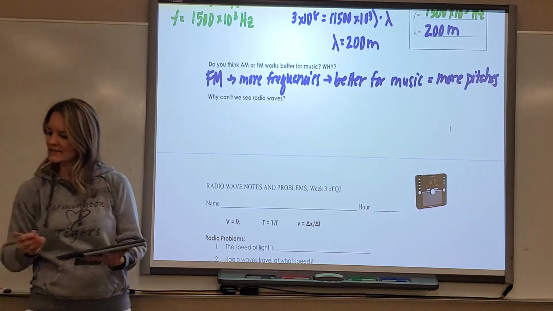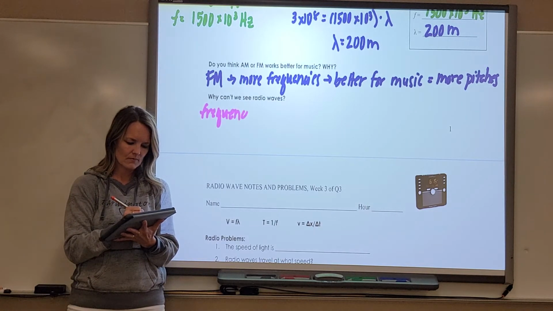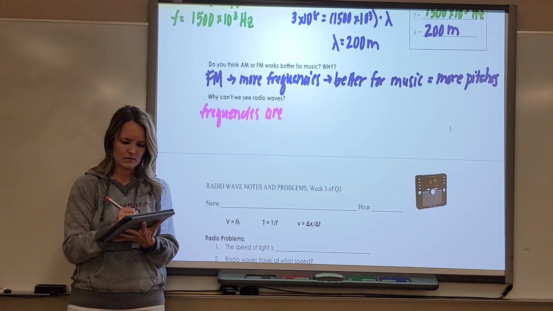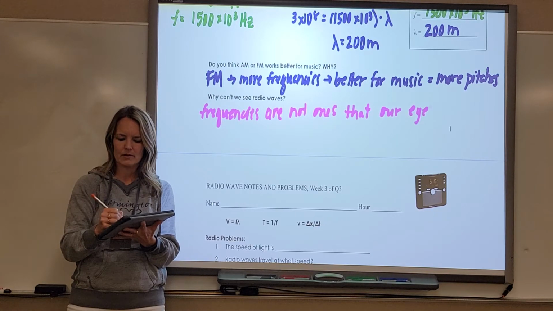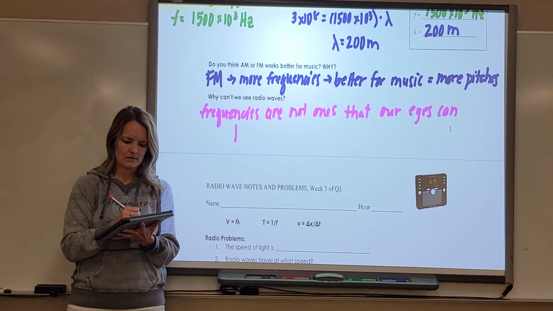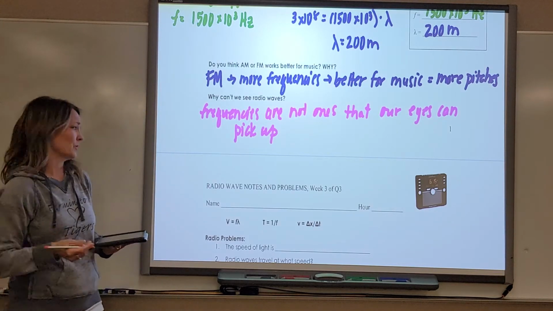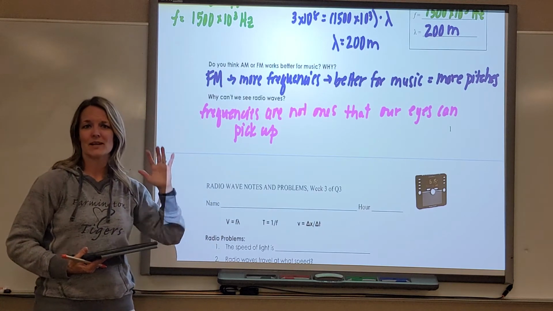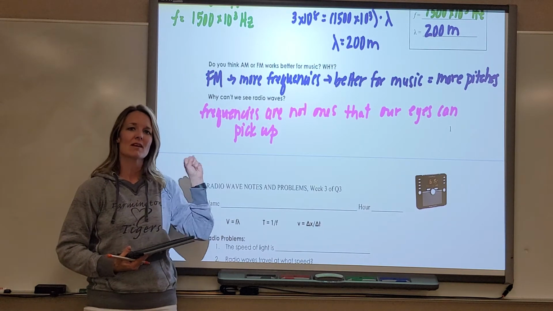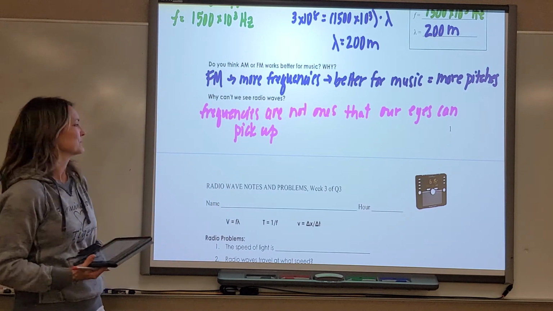So these frequencies are not ones that our eyes can pick up. They're not receptive to it. The receptors in our eyes, the rods and the cones, don't vibrate unless it's within that particular wavelength, and radio waves don't do it for them. So they can't see radio waves.